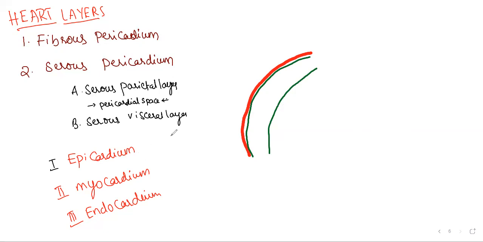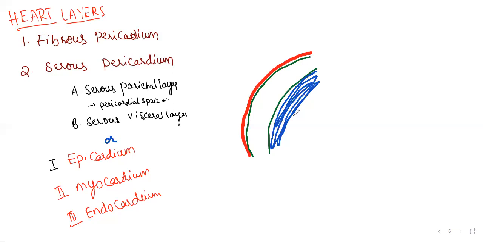Okay, what next? Epicardium, isn't it? The serous visceral layer itself is called the epicardium. That was an interesting thing. So the serous visceral layer, or epicardium, is over. What next? Myocardium, the blue one which I am showing here. Myocardium. What next?